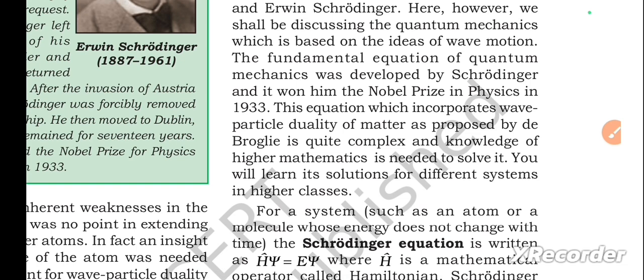The fundamental equation of quantum mechanics was developed by Schrödinger and it won him the Nobel Prize in Physics in 1933. This equation, which incorporates the wave-particle duality of matter as proposed by de Broglie, is quite complex and knowledge of higher mathematics is needed to solve it. You will learn its solution for different systems in higher classes.